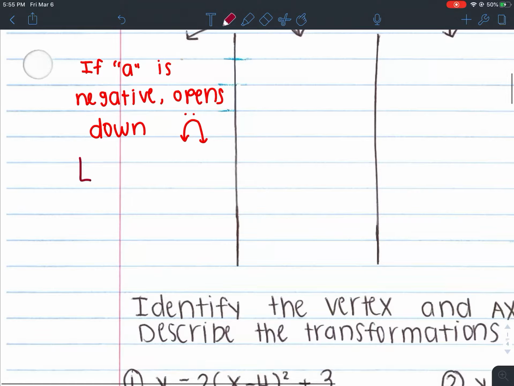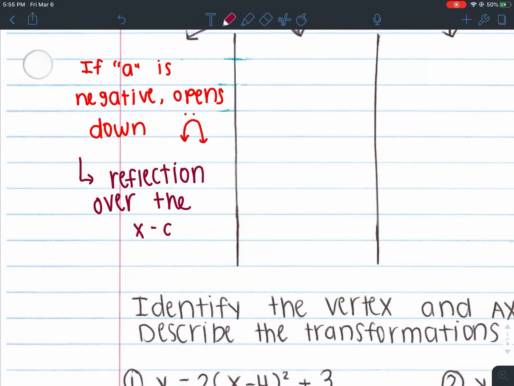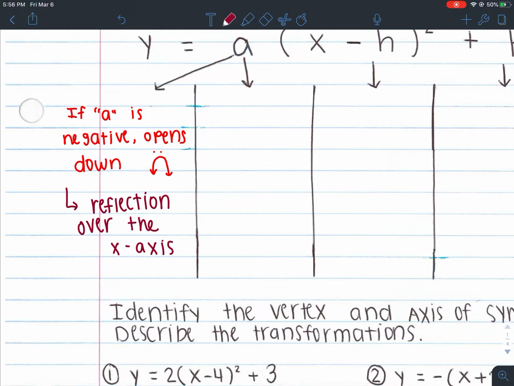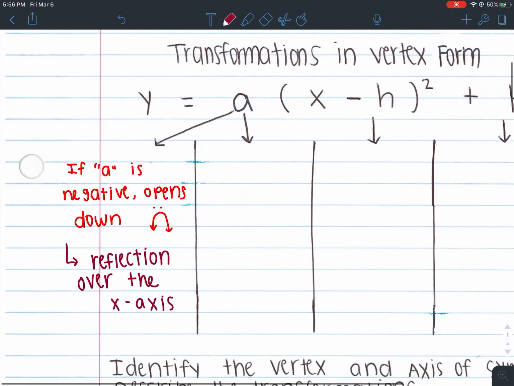So if there is a negative, it is a reflection over the x-axis. If there's a negative in the front, it's going to be a reflection over the x-axis, regardless of whatever number is there. If there is a negative sign, it is a reflection. So we're giving it a specific name instead of just saying it opens down. We're saying it's a reflection over the x-axis.